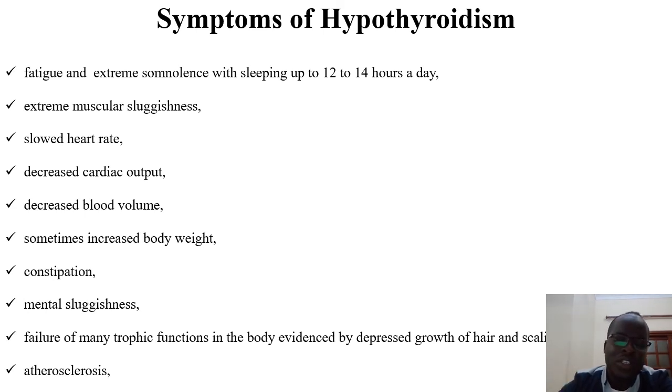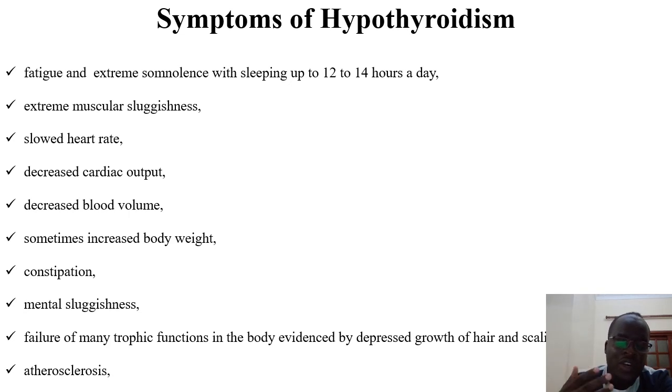So there will be deposition of proteins and fat. Then you start gaining, so there will be an increase in body weight, sometimes constipation. The movement of nutrients is affected, active transport, secondary and primary active transport is affected. That can result in constipation. Mental sluggishness, because we said you need thyroid hormones for the normal development of the brain.